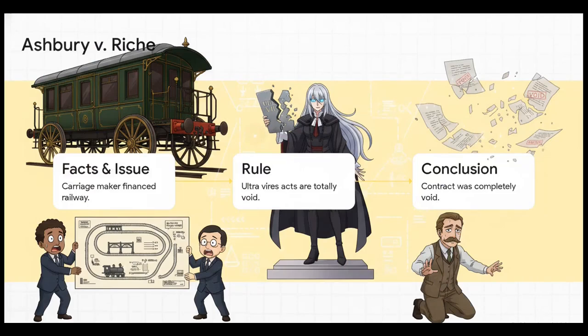Let's vigorously break down Ashbury Railway Carriage versus Riche from 1875. The facts are fascinating. A company whose MOA strictly said, "We make railway carriages," decided to sign a massive contract to actually finance a railway line in Belgium. The issue: can they legally do that? The rule? The House of Lords said absolutely not. Acts ultra vires the MOA are void. The conclusion was brutal for the contractors. That contract was completely unenforceable against the company. It doesn't matter if every single shareholder agreed to it. A company cannot do what it simply does not have the legal power to do.